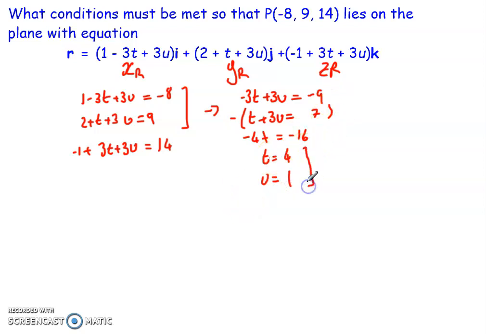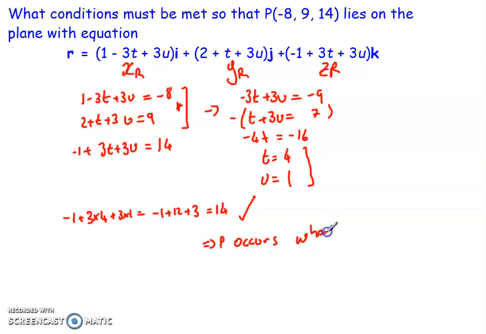What that means is that's the values of t and u which would satisfy these two at least. Now I can use a third one to check, because if I put t equals 4 and u equals 1 in here, what I should end up with is this left hand side equal to the right hand side. If that's the case, I've got the right values. So I've got minus 1 plus 3t, so plus 3 times 4, plus 3u, so plus 3 times 1. What that means is that's equal to negative 1 plus 12 plus 3, which equals 14. So I've got exactly what I want. So for P, that occurs when t equals 4 and u equals 1.